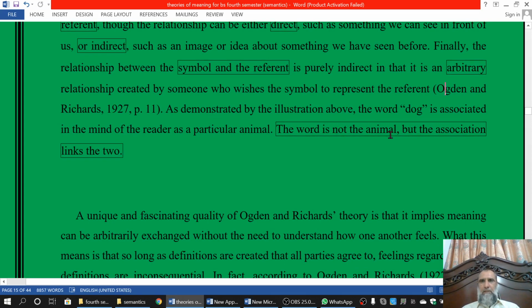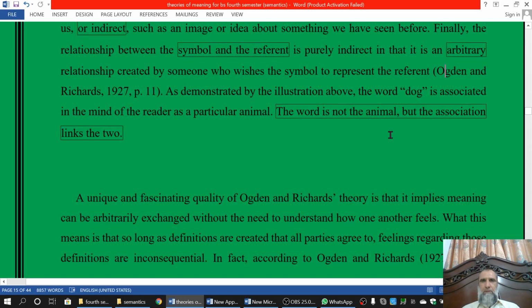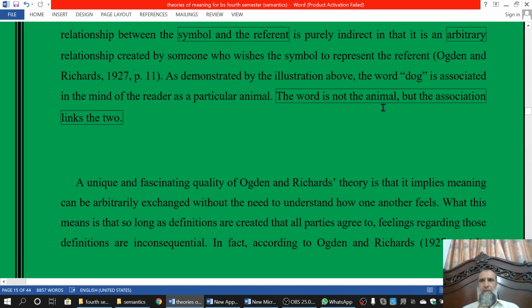As demonstrated by the illustration above, the word dog is associated in the mind of the reader as a particular animal. یہ اس کے ذہن میں موجود ہے. The word is not the animal. خود یہ animal نہیں ہے. یہ جس چیز کی طرف اشارہ کرتا ہے جو ذہن میں موجود ہے دوسرے سننے والے کی ذہن میں، وہ animal ہے. The word is not the animal but the association links the two. لیکن ان دونوں کے درمیان جو association create ہو گیا، arbitrarily create ہو گیا ہے، لیکن جب ایک مرتبہ یہ relation create ہو جاتا ہے تو پھر یہ ٹوٹتا نہیں ہے.